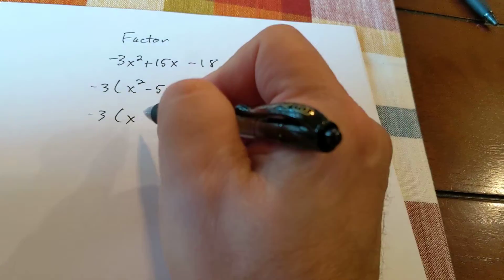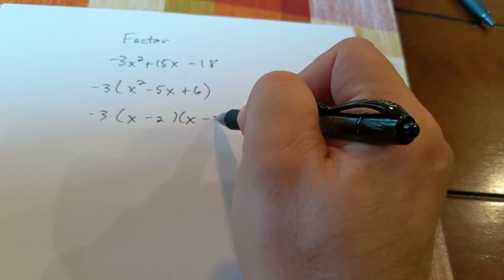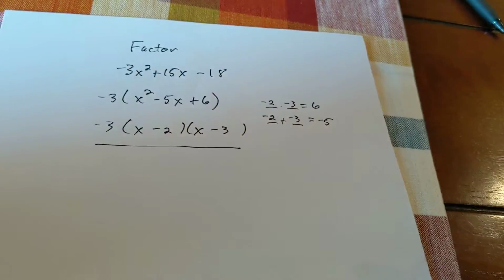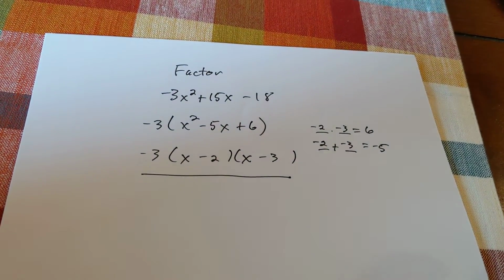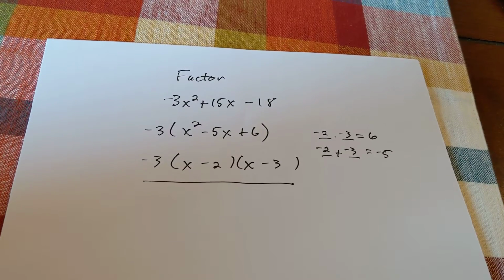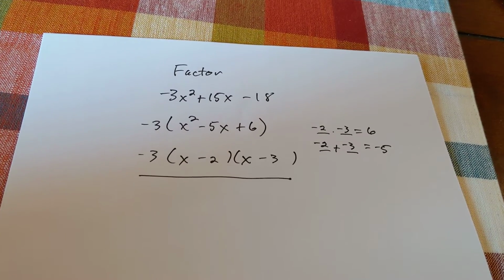So that's what I'm going to put down. So negative 2 and negative 3. So there it is in factored form. I factored out the greatest common factor, and then I used the guess and check method to factor the rest.